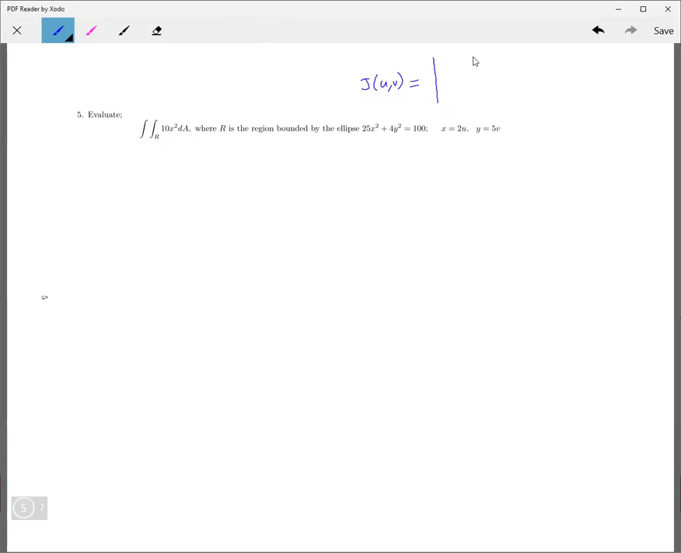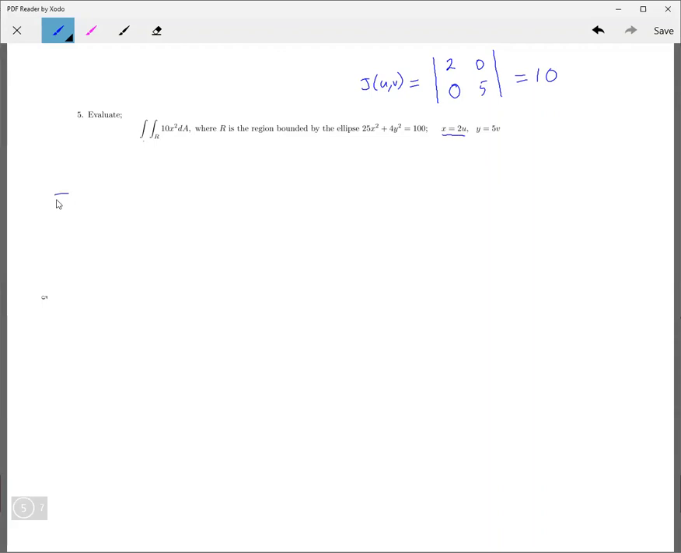Okay, so the top row is going to be what? Does anybody remember? Oh, partial of x? Yes, the partial of x with respect to u. It's going to be 2. And this one, 0. Over here, you're going to get 0, because there's no u's here. And then partial of y with respect to v is 5. So that's just going to be 10. And the absolute value, that's 10, so 10 is going to be what we're going to use.